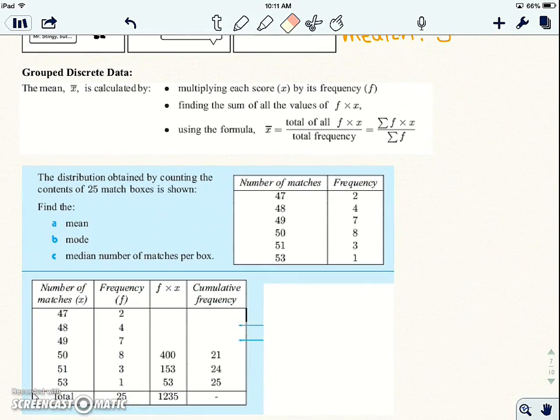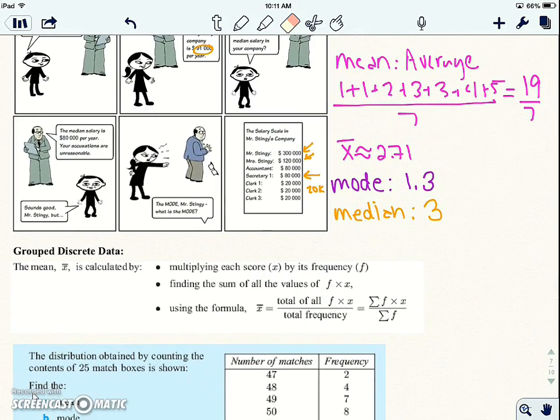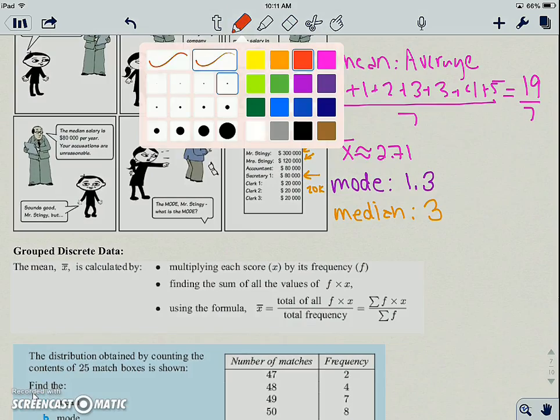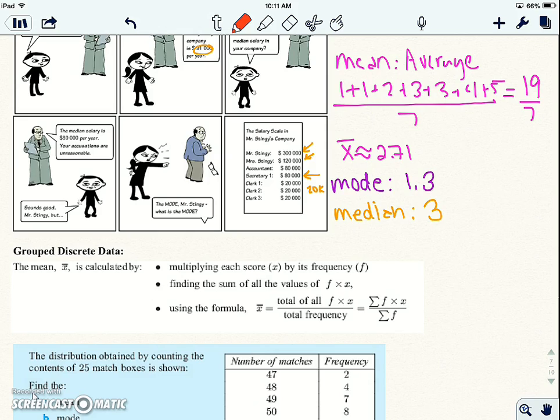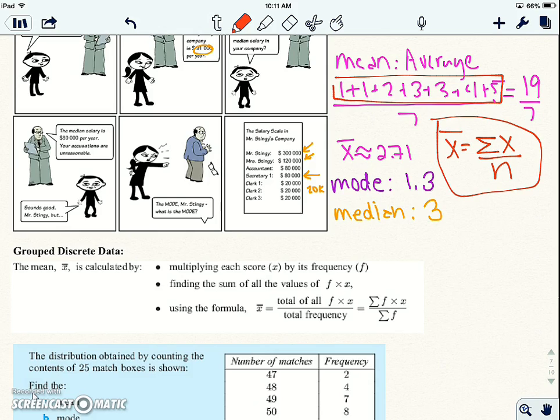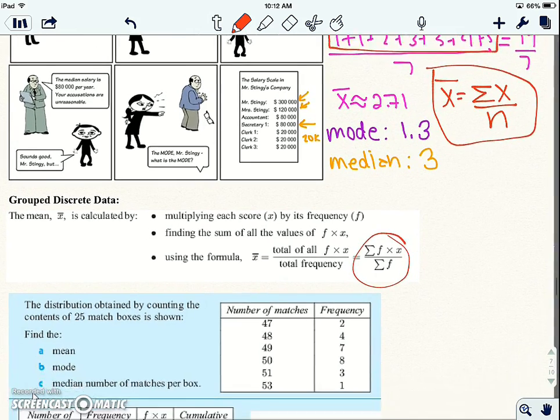Now we have all these formulas. I should show you the formula for mean first. For the mean, x bar, that means mean, is the sum of all of the values. So it means what we did here, add up all these values and divide it by the number of values. Okay? So that is the formula for mean in math notation. Now they're going to use a freaky one down here, and we'll explain what that means.